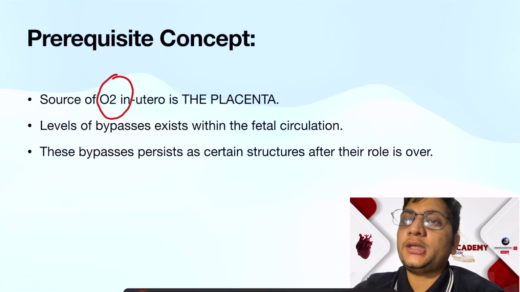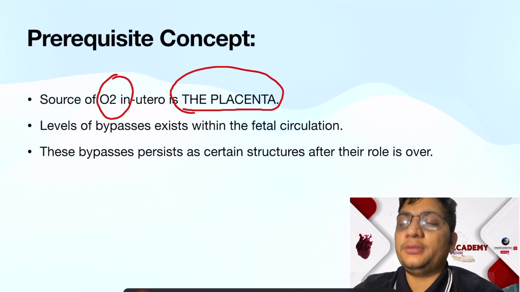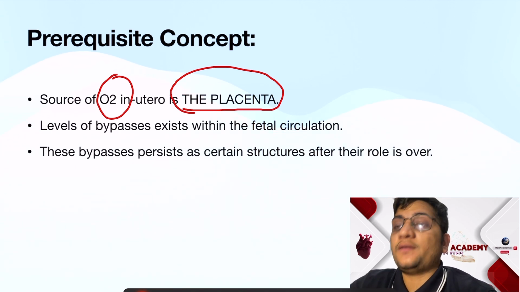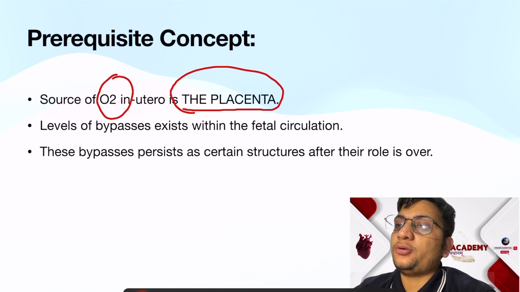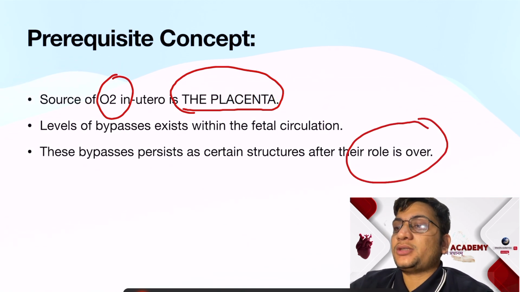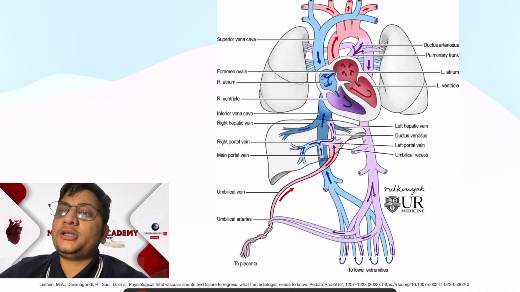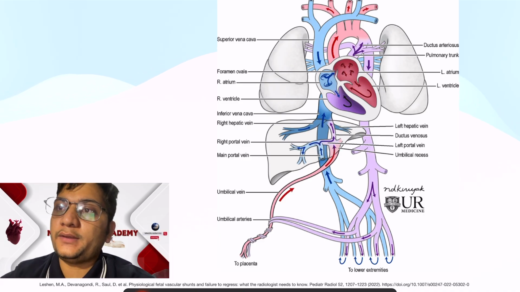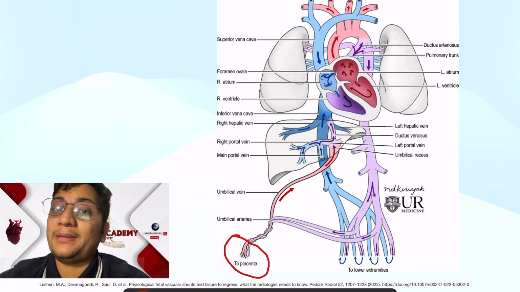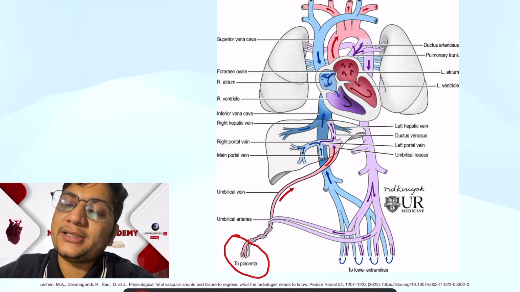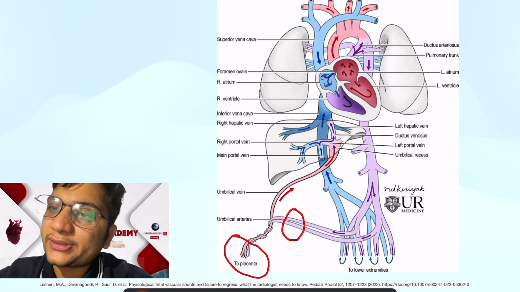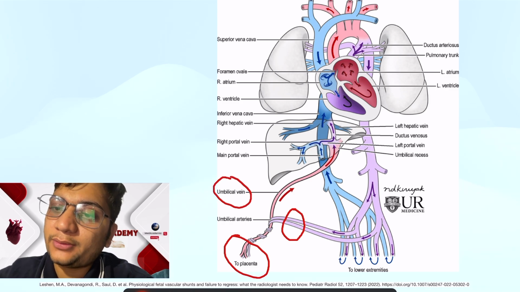So, the source of oxygen in utero is the placental blood, and there are multiple levels of bypasses which exist within the fetal circulation. And once their role as a bypass is over, these bypasses persist as certain structures. So right here in the particular illustration, we can see the source is the placenta. Placenta has the two arteries. We can appreciate two arteries here, and it has a single umbilical vein, right?